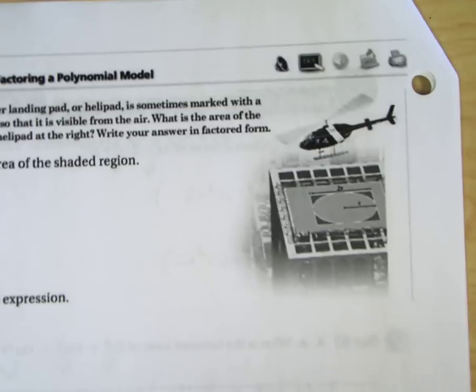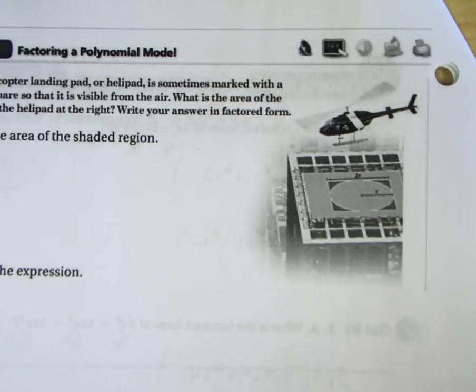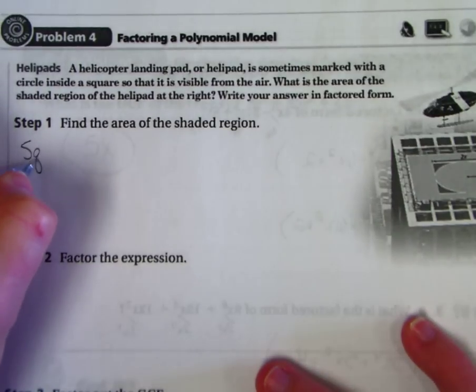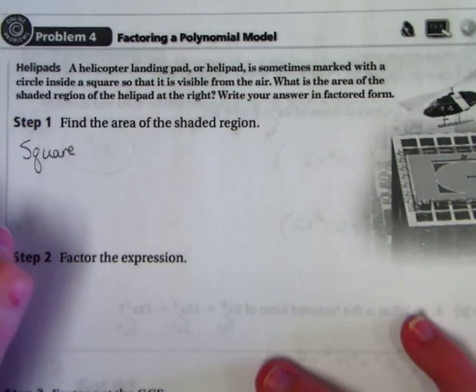We'll take a look at the helicopter picture we have. We have a square and we have a circle. Step 1 is already written for us and we just need to fill it in. Find the area of the shaded region. Well, let's talk about the two things that make this up. We have a square and we have a circle.